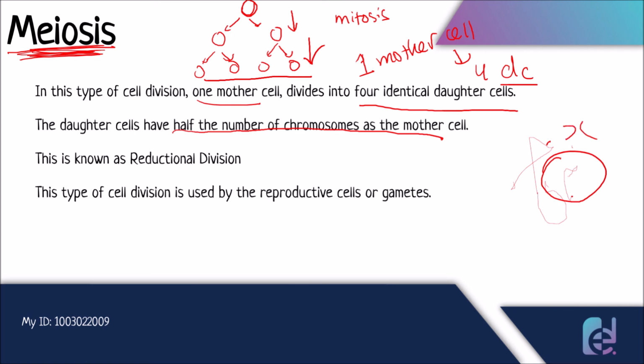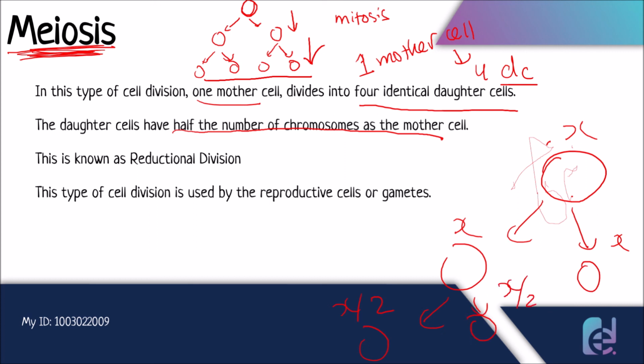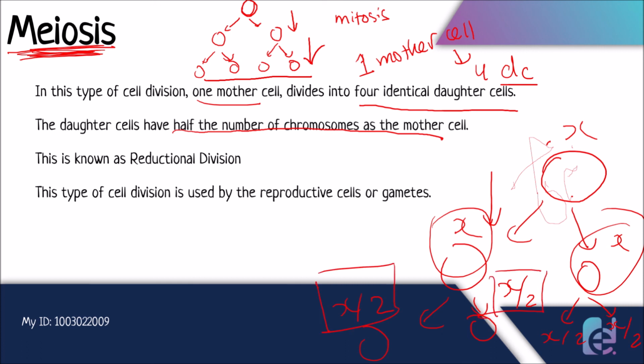It has X. So what's going to happen is the first division, it will have X, but then upon the second division, it will be X by 2, X by 2, X by 2, X by 2. So this is what happens in meiosis. The first division, it's X and X, but then after that it reduces to half the amount. The number of chromosomes is half as the mother cell.